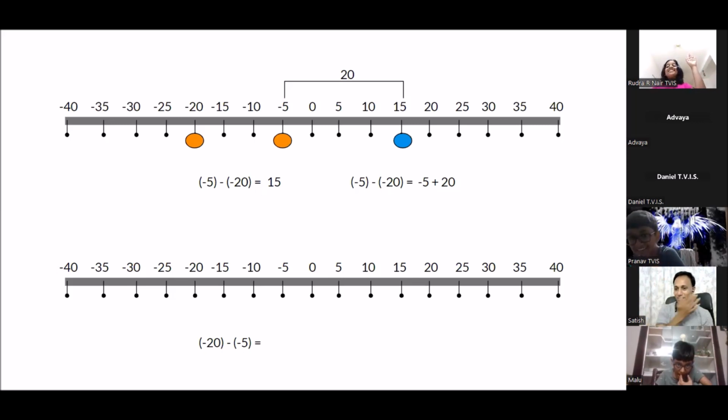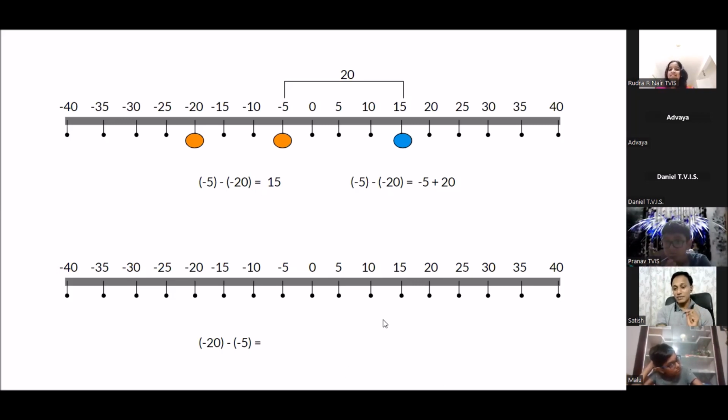Yeah, Rudra, yes, what you want to say? So when in the shop we buy something that is worth 20 rupees, but we only have 5 rupees, so we borrow 15 rupees from someone else, and now we're in debt of 15 rupees. Okay, that is extreme.